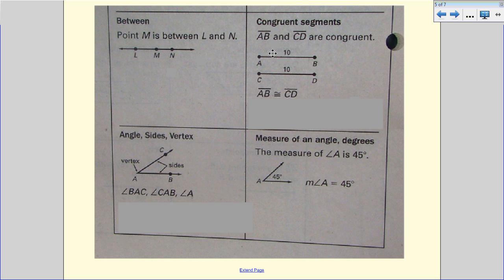Congruent segments are just segments that have the same length. So congruent is to have the same measure. We can talk about congruent segments. We can talk about congruent angles. It simply means that they have the same measure.